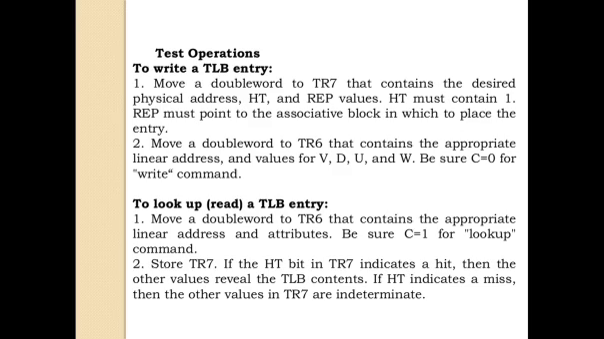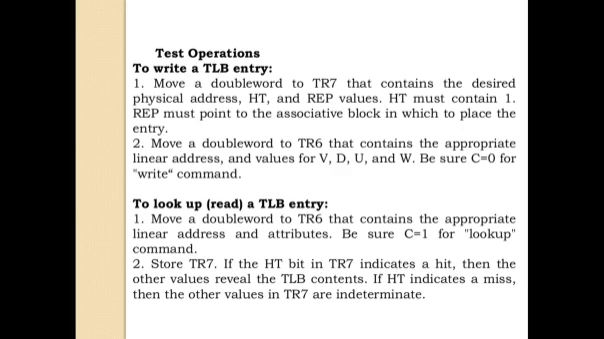To look up a TLB entry or to read data from a TLB entry, move double over to TR6, which contains the appropriate linear address and attributes. So the linear addressed data should be moved to TR6, it is double over data. Then C should be 1 so that we can perform lookup. If it is 0, it is a write. Store TR7. If the st bit in TR7 indicates a hit, then the other values reveal the TLB contents. If st indicates a miss, then the other values in TR7 are indeterminate.